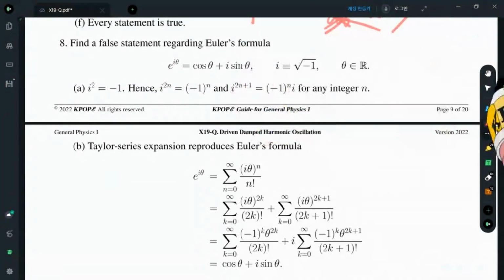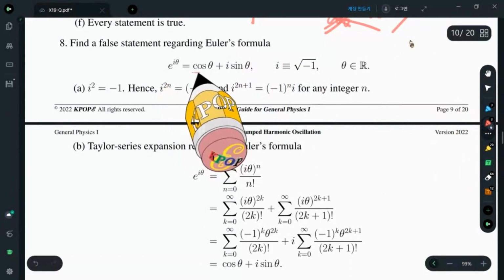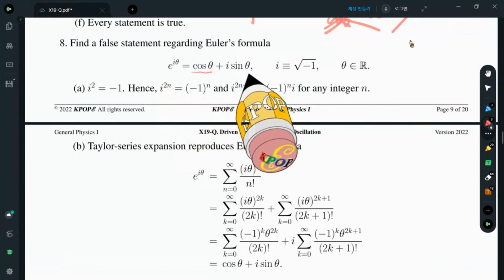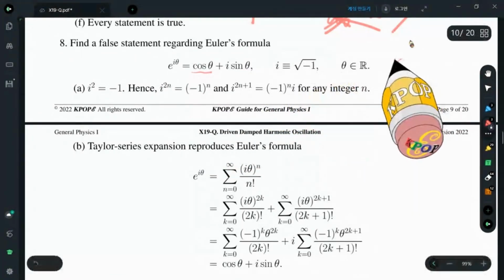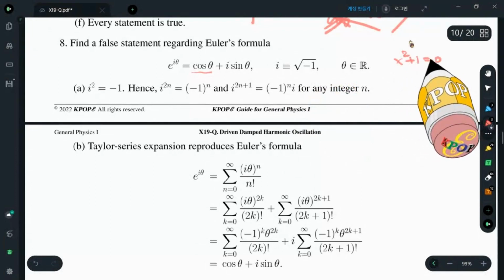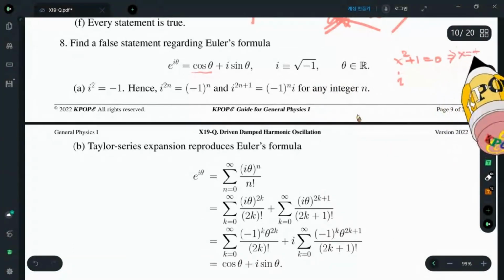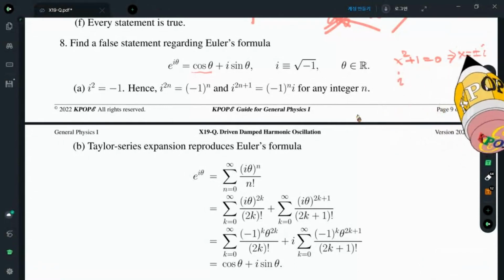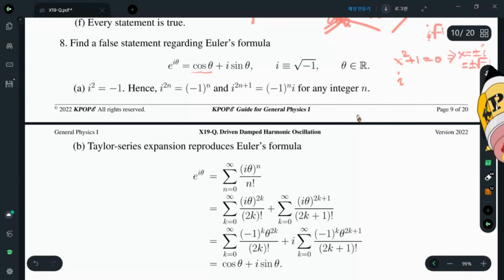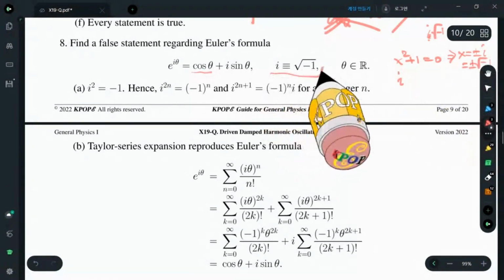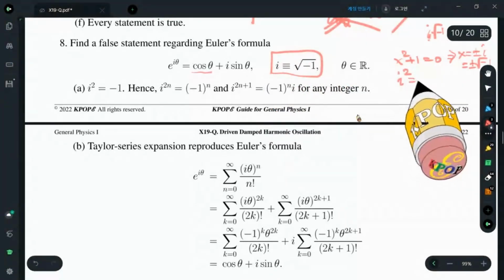So at this stage, it is good to recall Euler's formula. Exponential i theta is defined by cosine theta plus i sine theta, where i is the pure imaginary number defined by the square root of minus 1. That is the solution of x squared plus 1 equals 0. And we know the solution of this is x equals either plus or minus i, but from this definition it is the square root of minus 1. In that case, the solution is this one. So i is exactly defined by this.